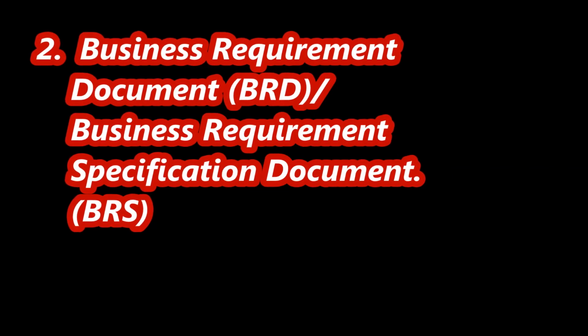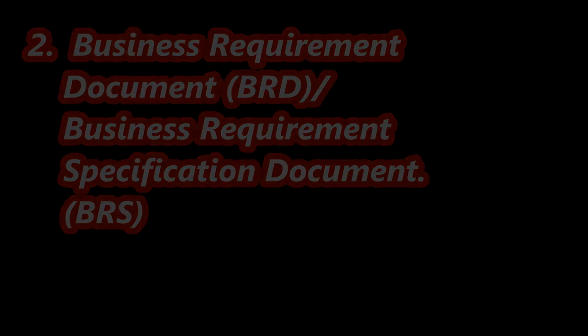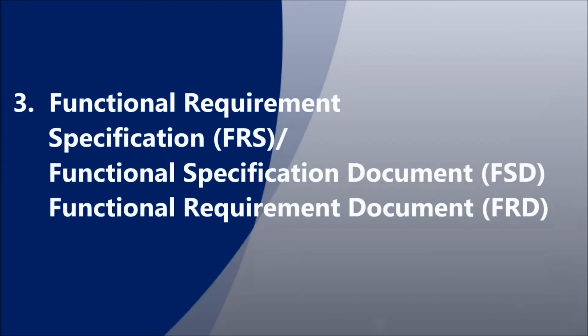Functional requirement specification, FRS. Functional specification document, FSD. Functional requirement document, FRD. A functional requirement specification or functional specification document describes the intended behavior of a system including data, operations, input, output, and the properties of the system. In a BRD, the requirements are high level, but in an FRS or FSD, they are written in much more detail to capture each and every aspect of a requirement.